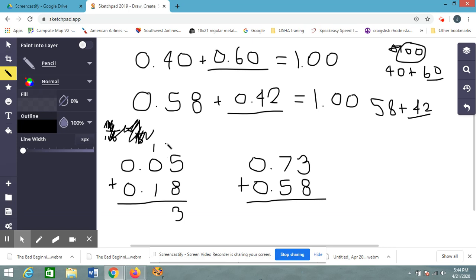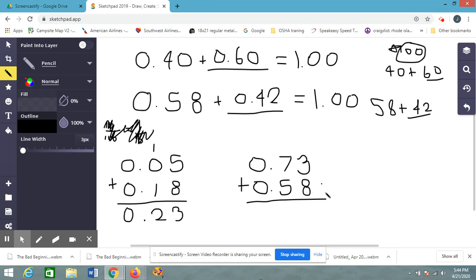Now let's add down the tenths. We got 1/10 plus 0 plus another 1/10. That's 2/10. Then make sure we bring the decimal down, and then let's add the ones. 0 plus 0, 0. So 5 hundredths plus 18 hundredths equals 23 hundredths.